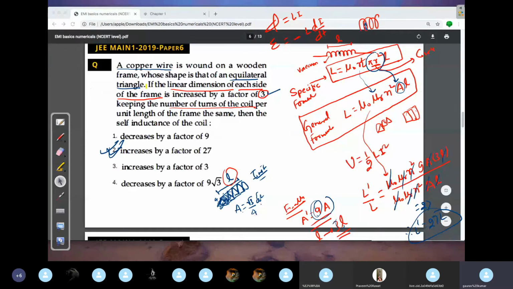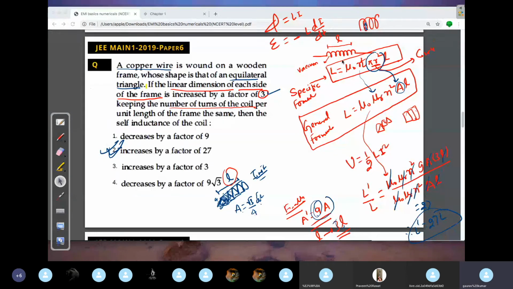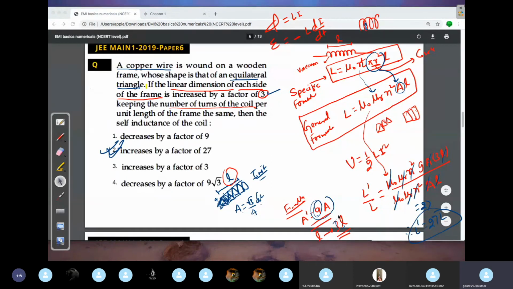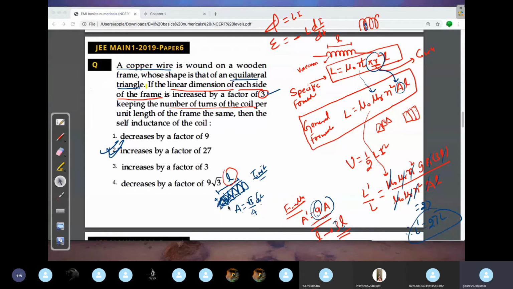Suppose the length given for the solenoid is initially L. It is given in the question that the linear dimension of each side of the frame is increased by a factor of 3. This length is L, now it is 3L. How many linear dimensions do you have here? One is the side of the equilateral triangle, which is also increased. Initially you have A, which becomes 3A, so the new area will be 9A square, that is, 9 times the area. And the length of the solenoid, which was L, now becomes 3L. So in this formula I change L to 3L and the area to 9, so I get 27.